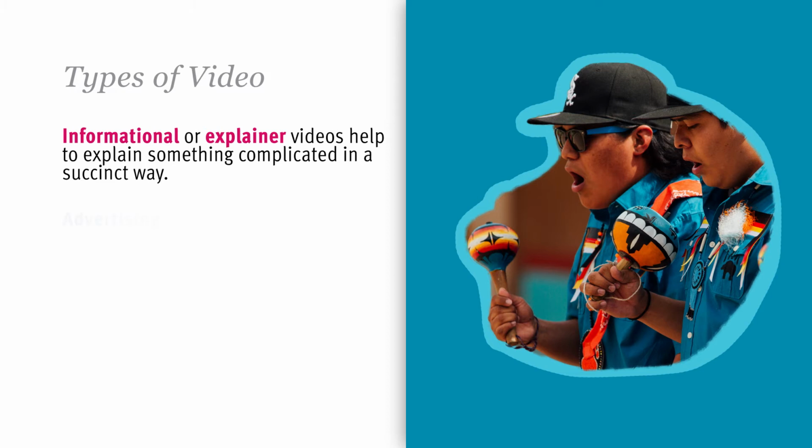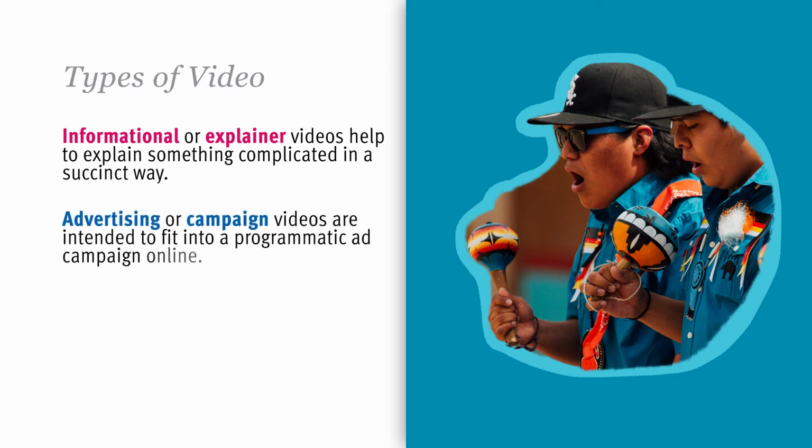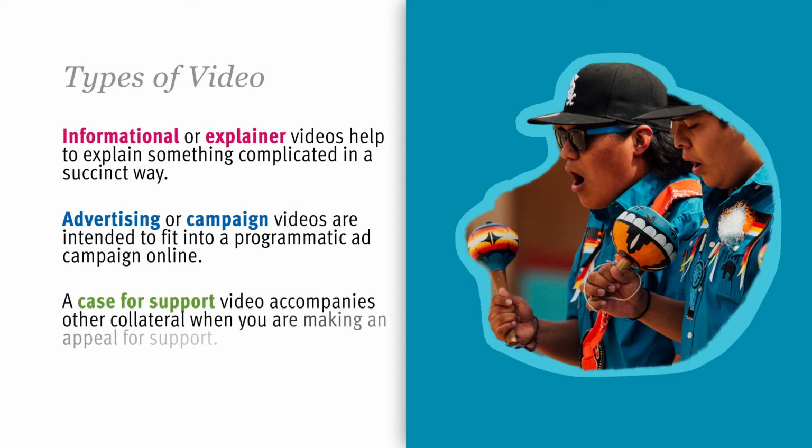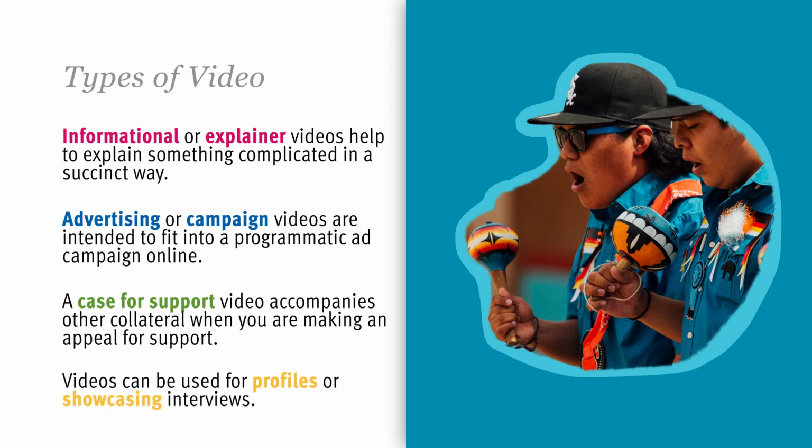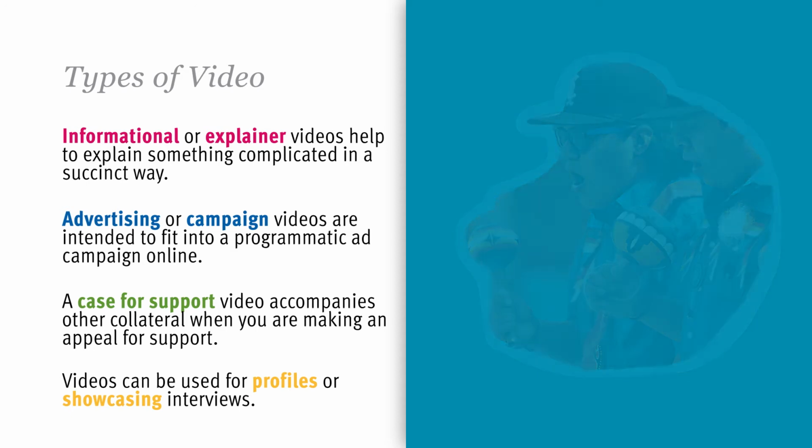The next type of video is advertising or campaign videos. They are intended to fit into a programmatic ad campaign online. These are typically very quick, 15 or 30 seconds, and working within the strict confines of ad space. The next is a case for support video, which can accompany other types of collateral when you are making an appeal for support. Finally, videos can be used for profiles or showcasing interviews. This is a great way to elevate members of your community or leaders, giving them a personal moment to share about their story, their passion, or their plan of action.